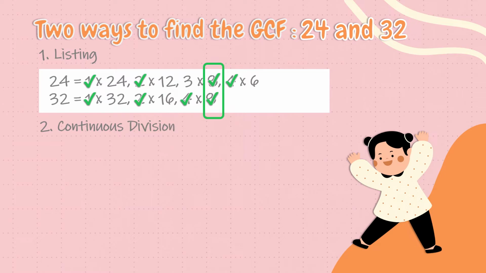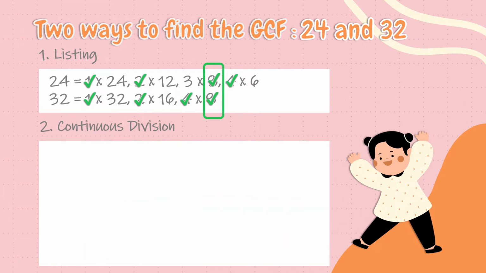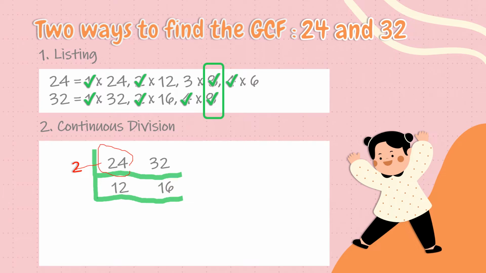Now, we will use continuous division in getting the GCF of 24 and 32. To do this, think of a number that will divide 24 and 32. 2. So that is 24 divided by 2 is 12. 32 divided by 2 is 16. We're not done yet.